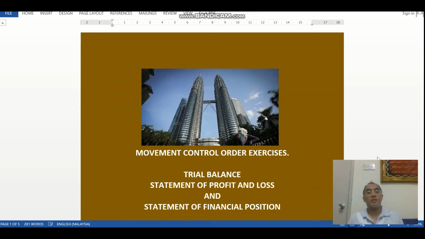Assalamualaikum. We are here once again for the movement control order exercise. That is your statement of profit and loss and statement of financial position. So we are going to construct these two statements from the trial balance.